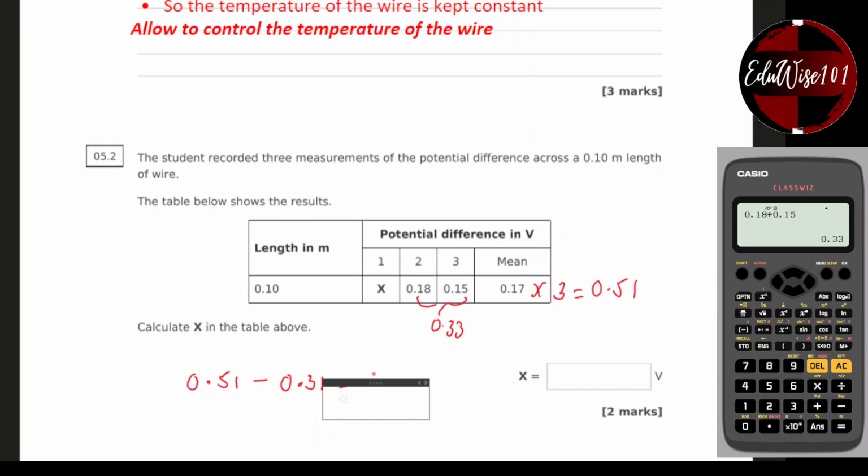So 0.51 minus 0.33 is 0.18. So the answer is 0.18. Next question.